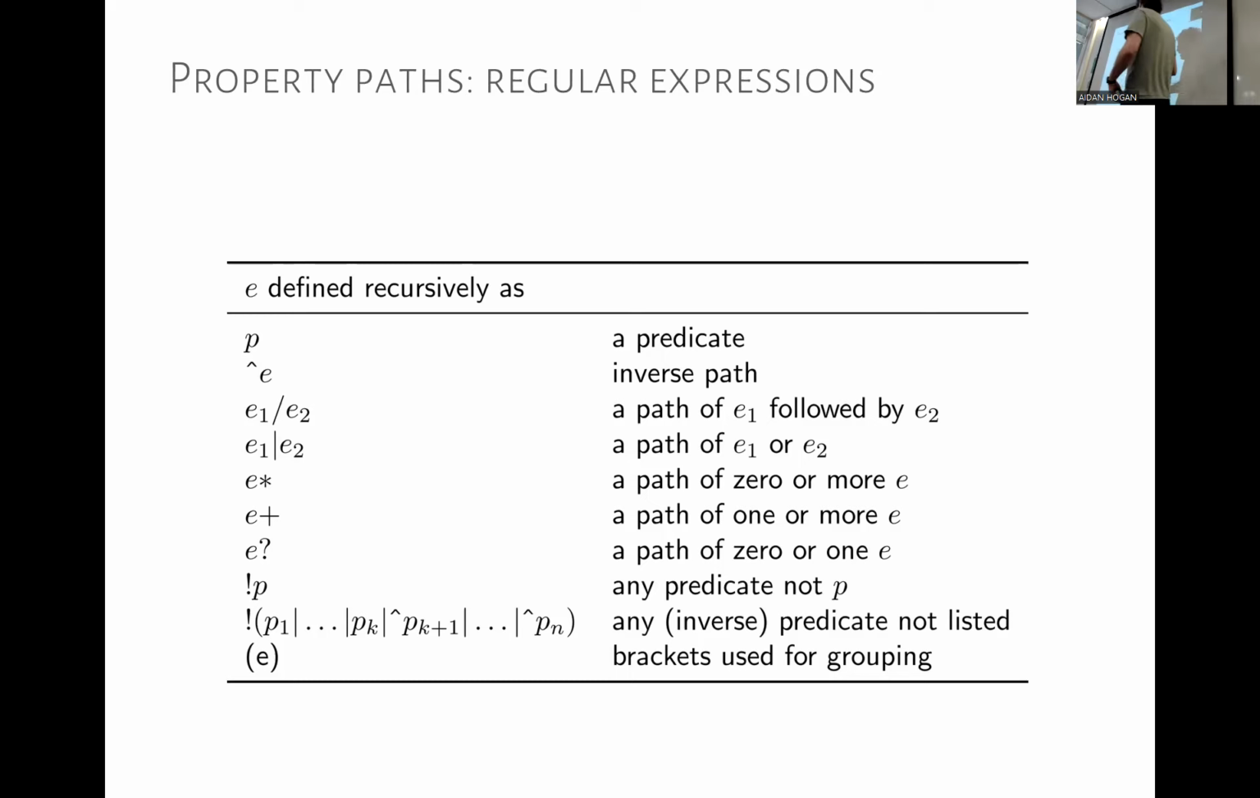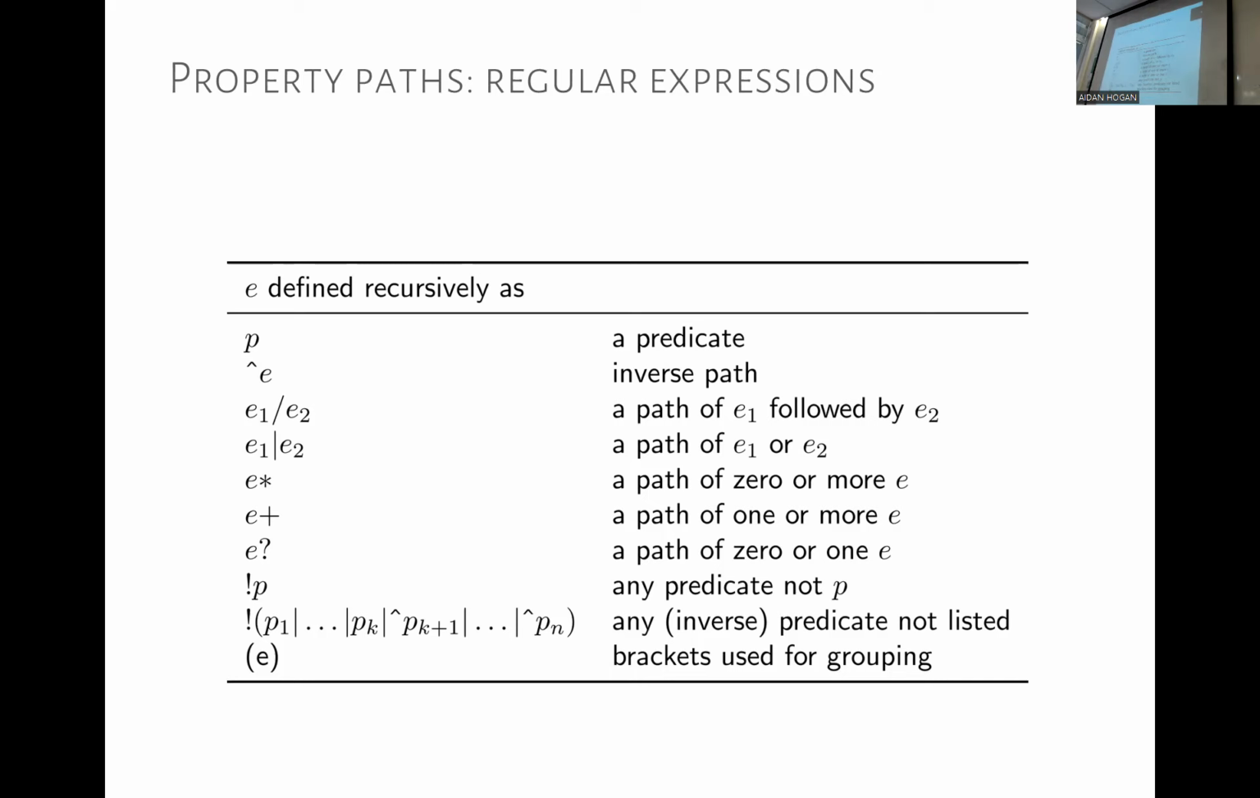Not P1 to PK or inverse PK plus 1 to PN. This is just a way of doing the same thing, but now we can provide a list of predicates and say don't follow any of these edges. And then finally, we can use parentheses for grouping. So we can actually combine these features to do, for example, Aiden (father or mother) star, which will find all the ancestors if we don't have a generic parent relation, but rather a father-mother relation.